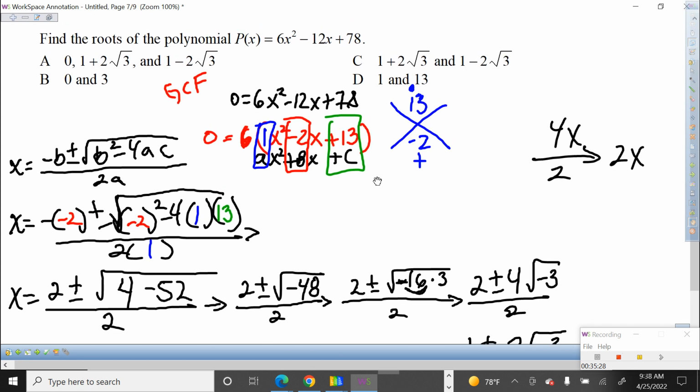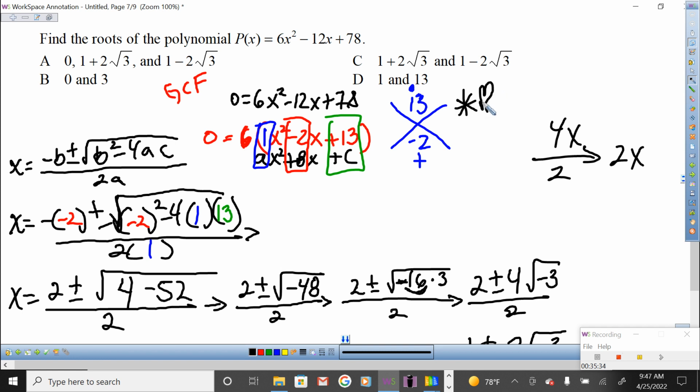However, once again, if you cannot factor, make a note for yourself, please. Make a note here, asterisk, hard: if cannot factor, use QF. Do you remember what QF stands for? Quadratic formula, yes. All right.